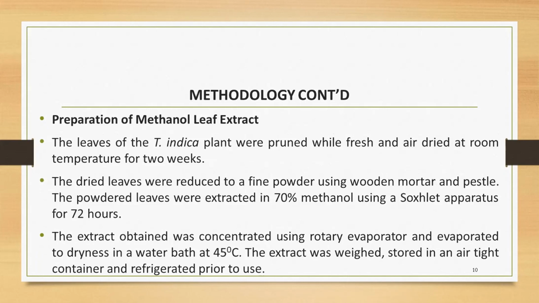Preparation of the methanolic leaf extract. The leaves of the Tamarindus indica plant were collected fresh and air dried at room temperature for 2 weeks. The dry leaves were reduced to a fine powder using a mortar and pestle. The powder of the leaves was extracted in the rotary evaporator and evaporated to dryness in a water bath at 45 degrees Celsius. The extract was stored in an airtight container and refrigerated prior to being used for the experiments.